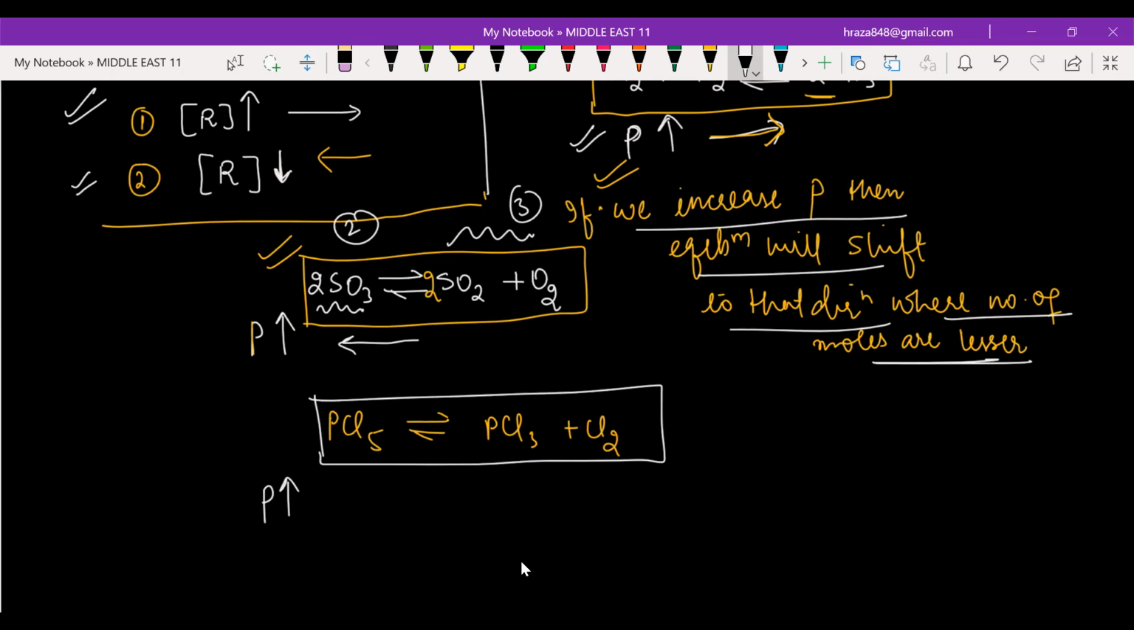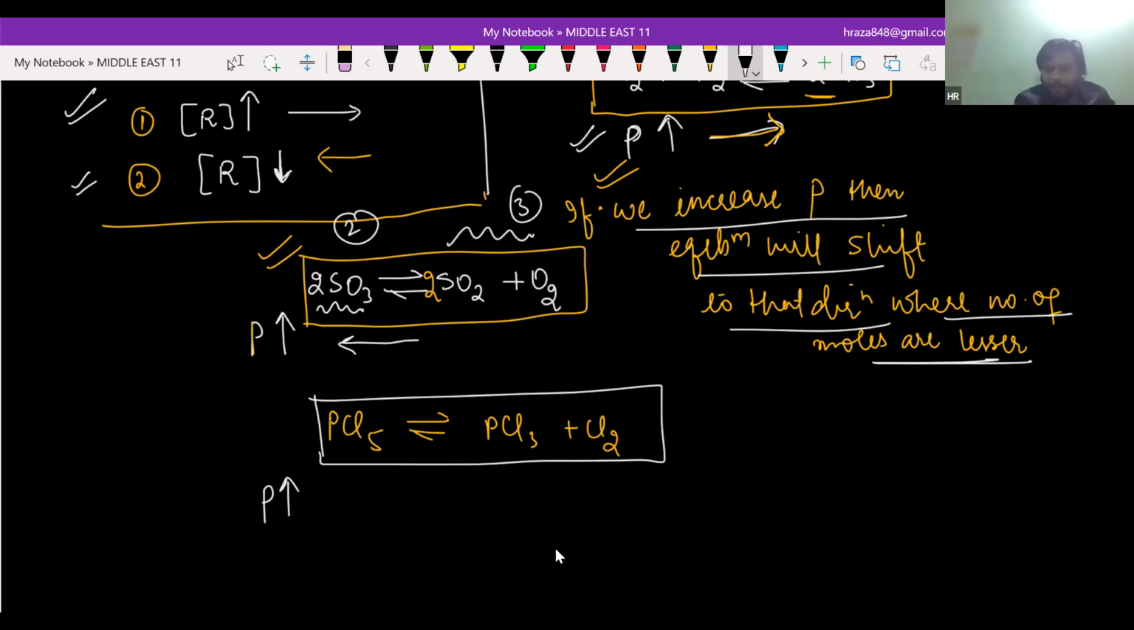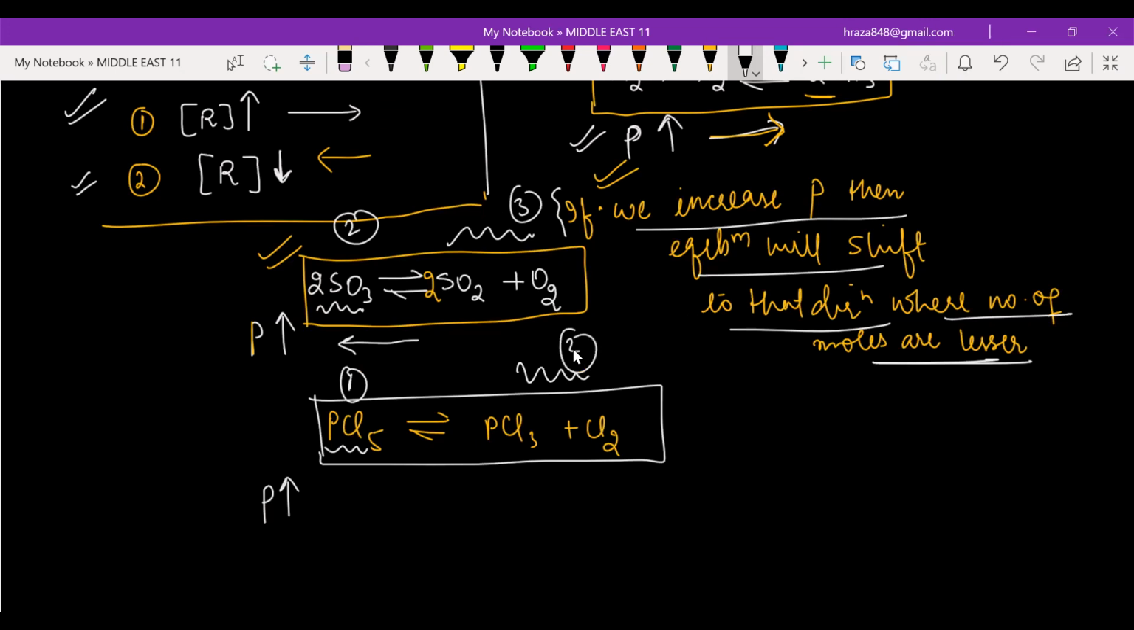What will be the answer? Left to right. Again, you are saying left to right. Just read it once again. If we increase the pressure, then equilibrium will shift to that direction where the number of moles is lesser. You can see the number of moles on the left hand side is 1 and the number of moles on the right hand side is 2. Yeah, so I'm saying that. Right to left now.